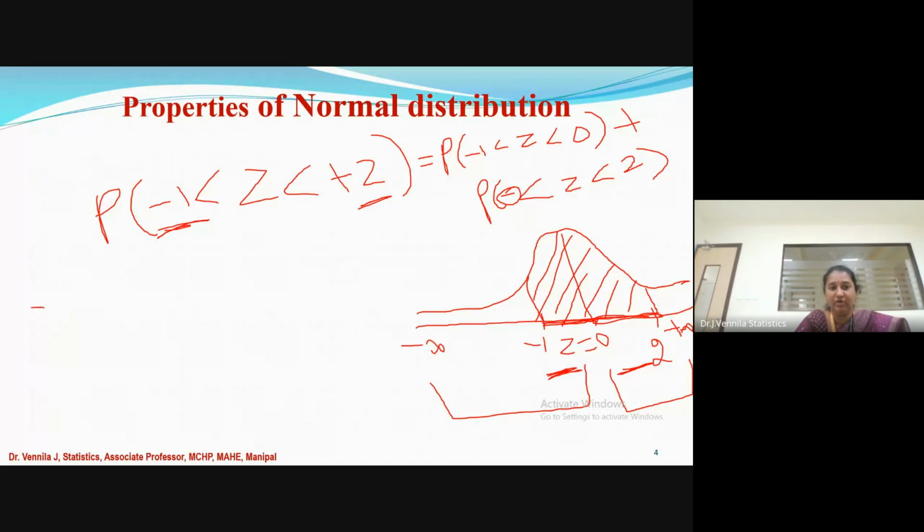Now, it is equal to, you can see this. What is the term? It is starting with minus infinity generally and ending with 0. So what is that value? 50 percent, right? So 0.5.